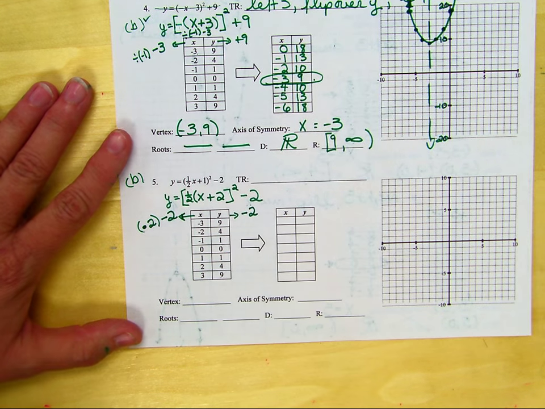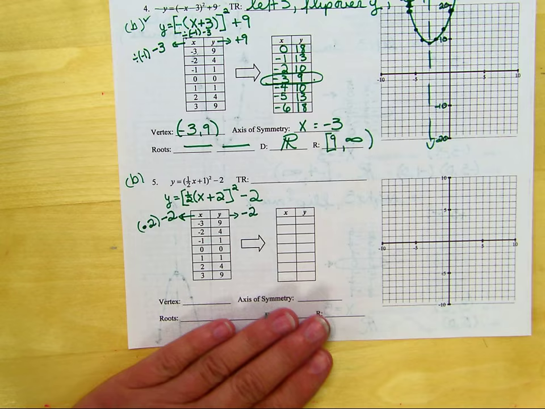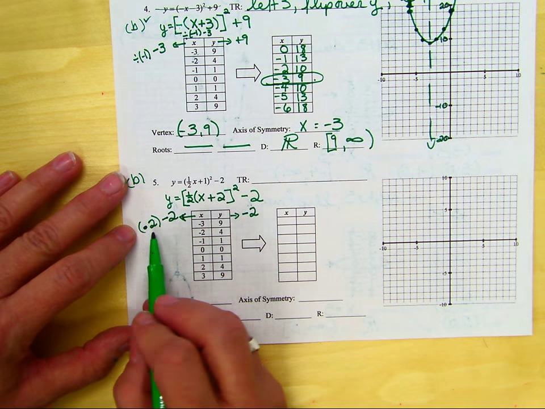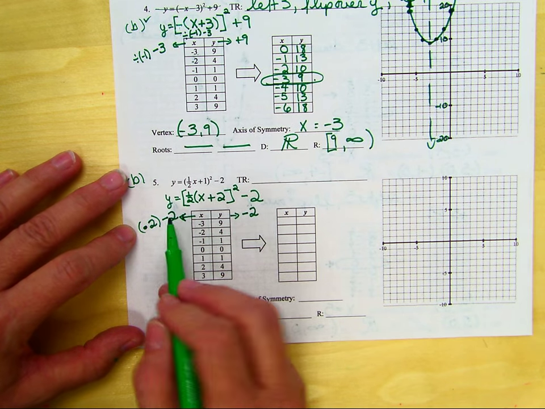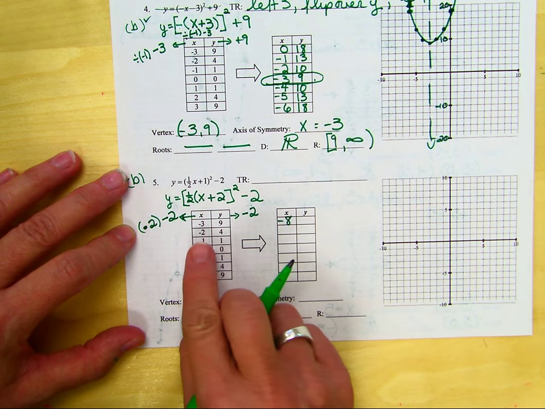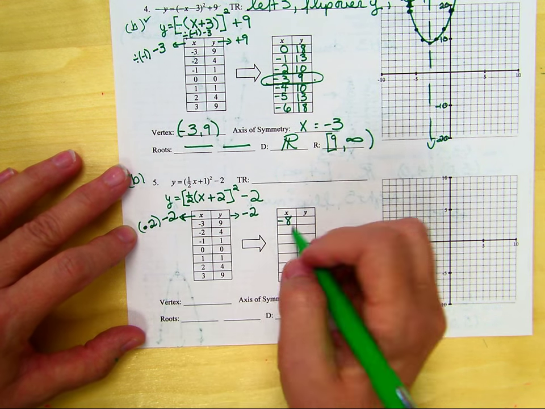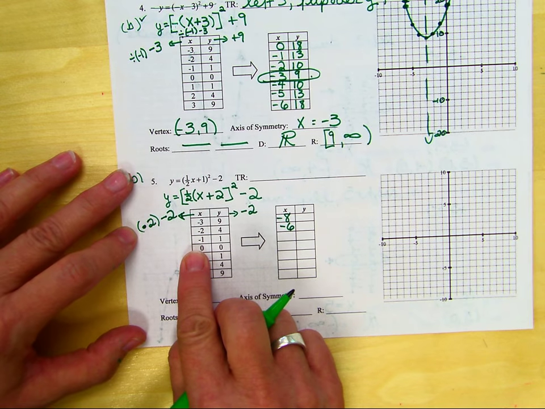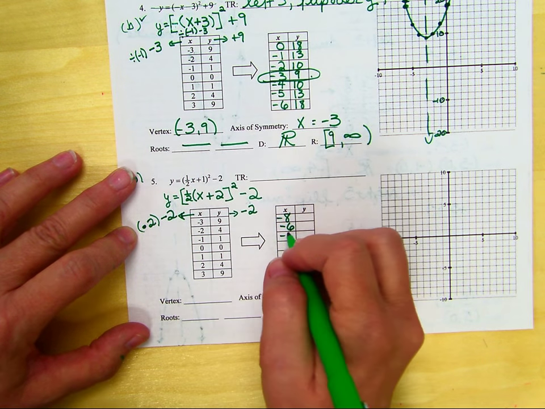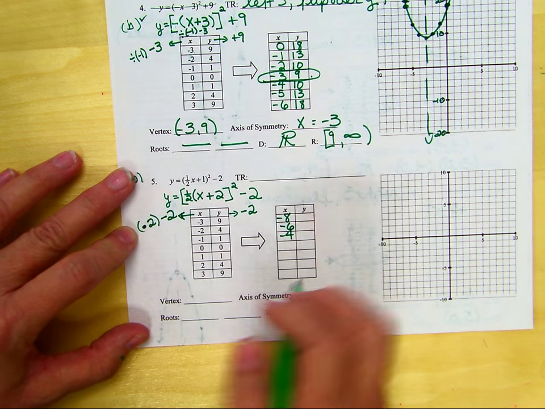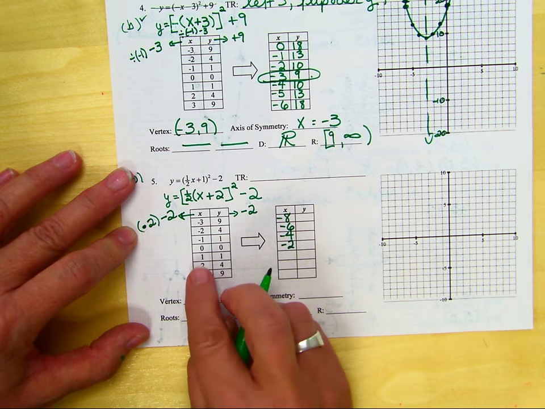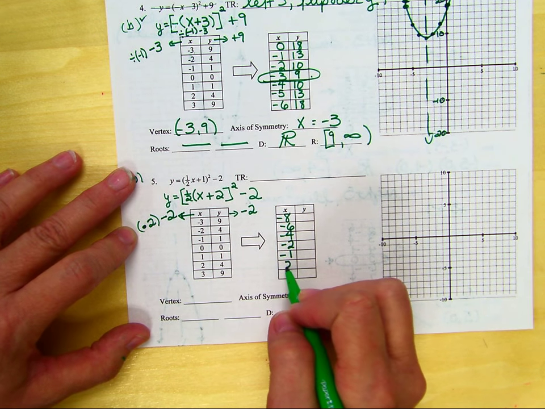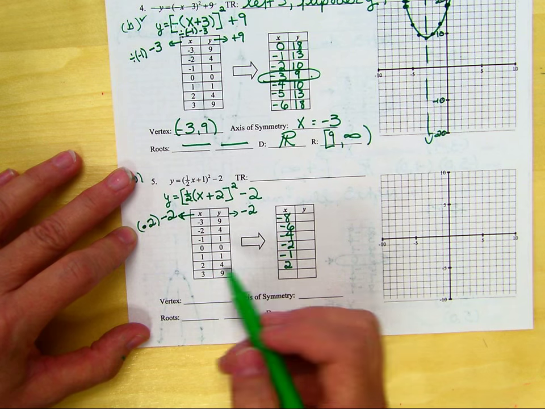All right, let's go down the x. Times 2 minus 2. So we've got negative 6 minus 2 is negative 8. Negative 4 minus 2 is negative 6. Negative 2 minus 2 is negative 4. 0 minus 2 is negative 2. 2 minus 2 is negative 1. 4 minus 2 is 2. That's not right. Let's see. 2 times 2 is 4. Minus 2 is 2. All right.